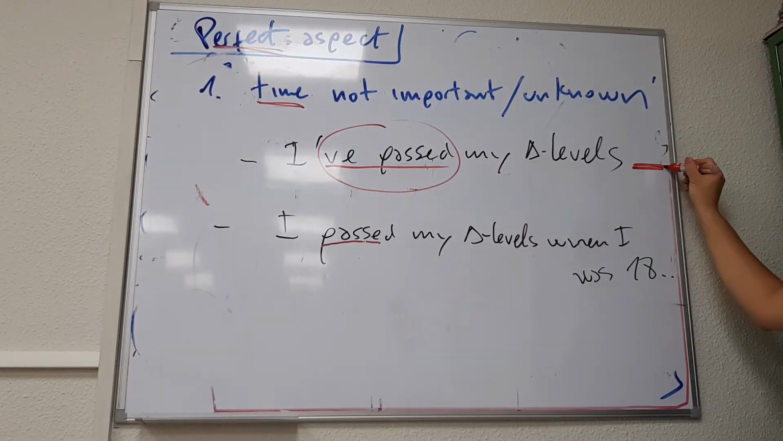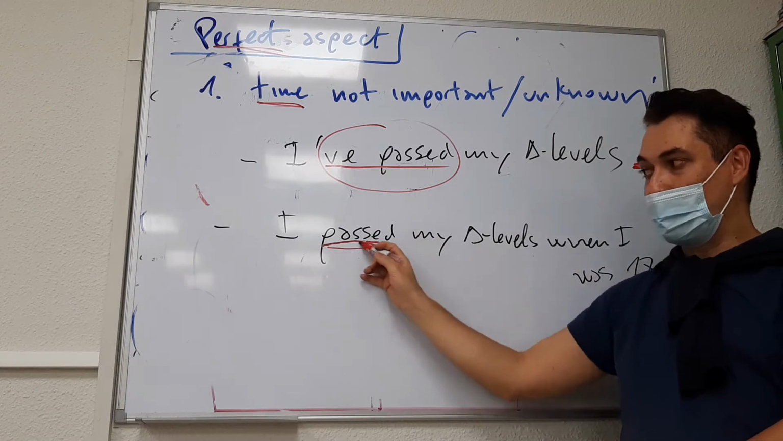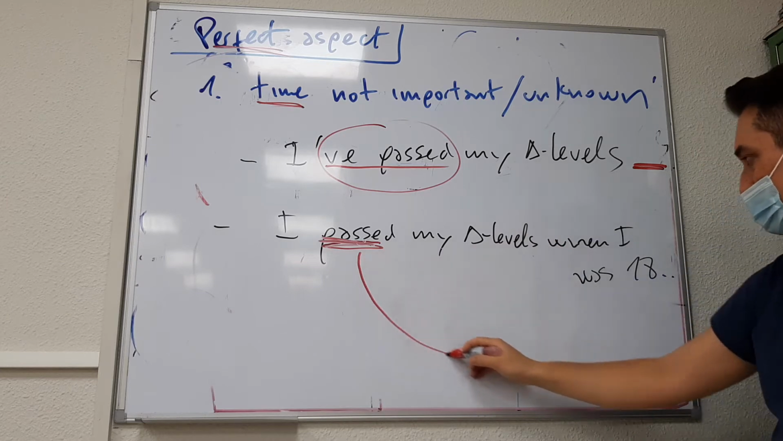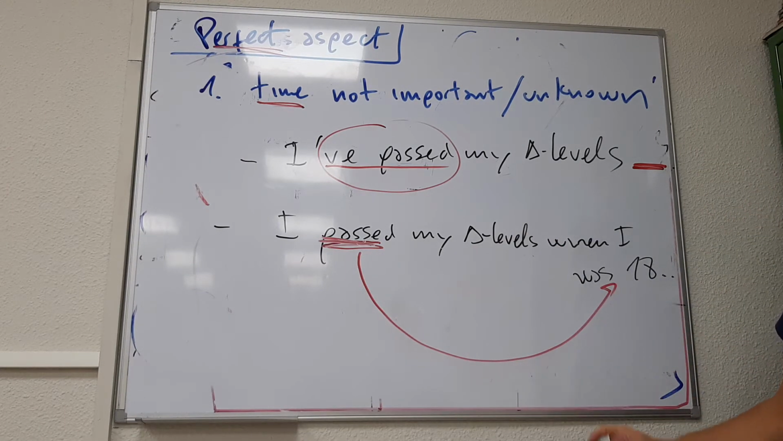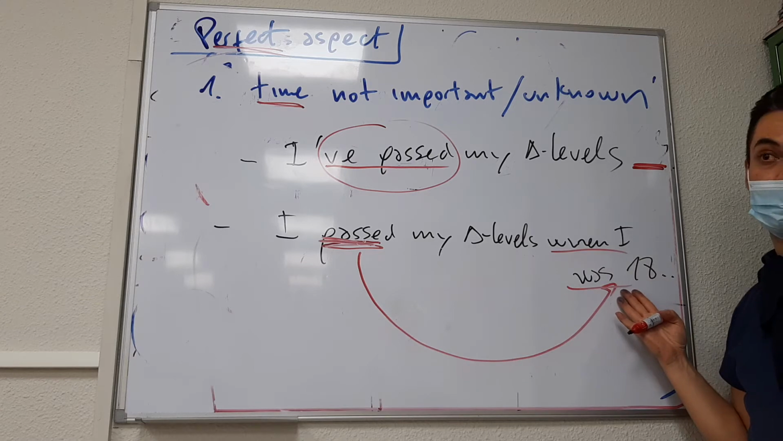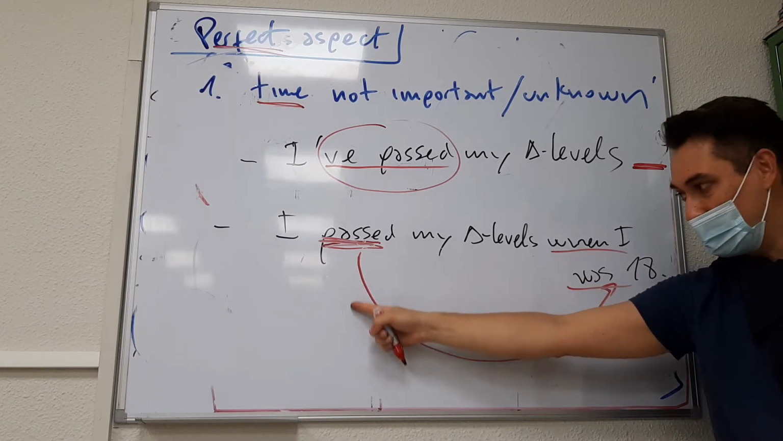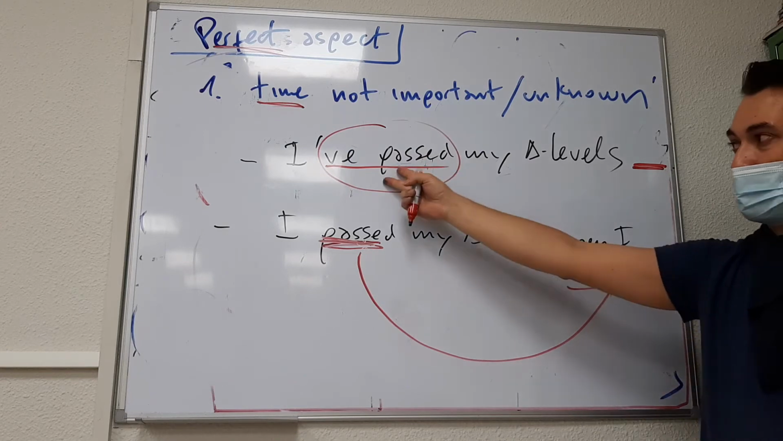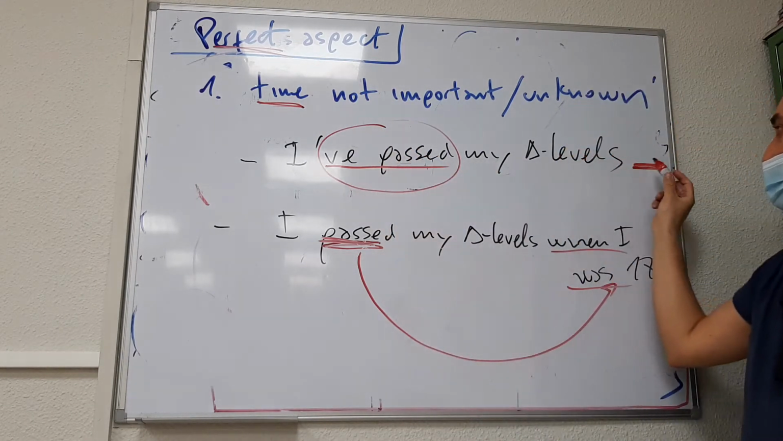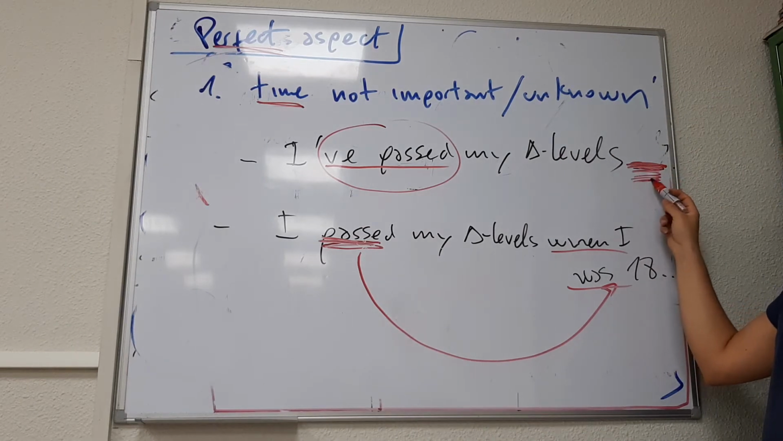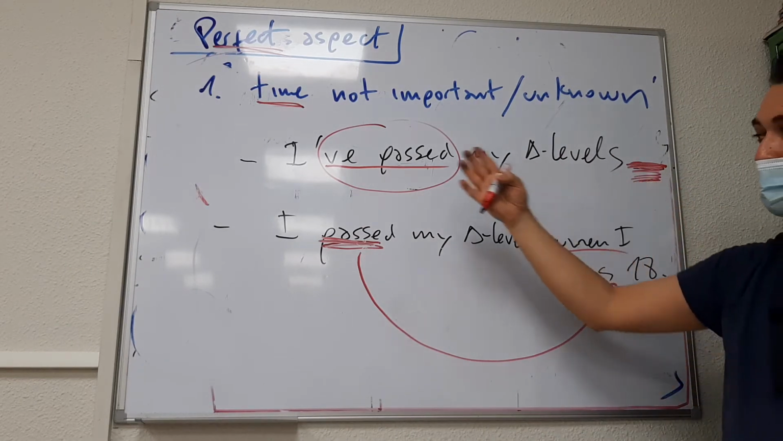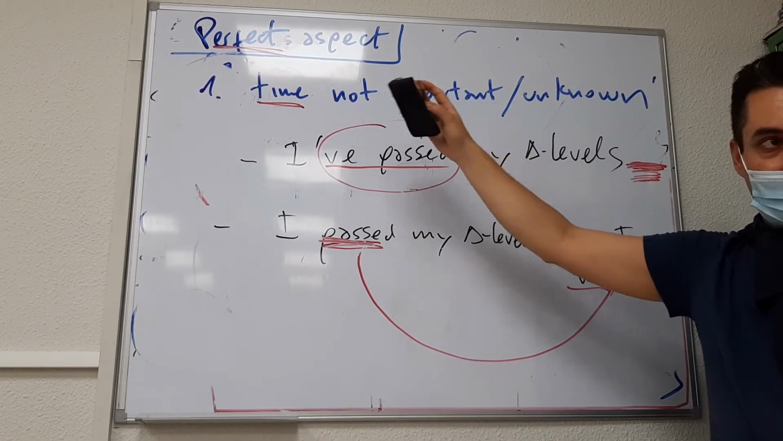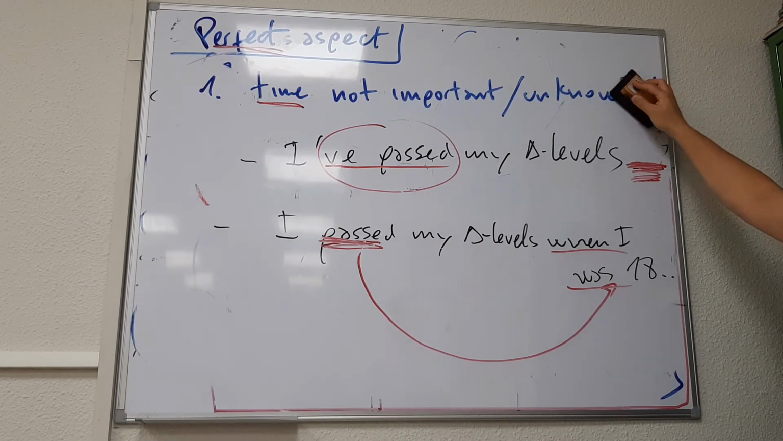It doesn't matter when. However, in British English, when you use the past simple, I passed my A-levels, it typically requires a time, a specific time. So I passed my A-levels when I was 18. So past simple requires a time, typically, yeah, typically. Present perfect, a perfect aspect, does not necessarily need a time reference. This is not important. The important thing is that I passed. That is one use of the perfect aspect. Shall we continue?